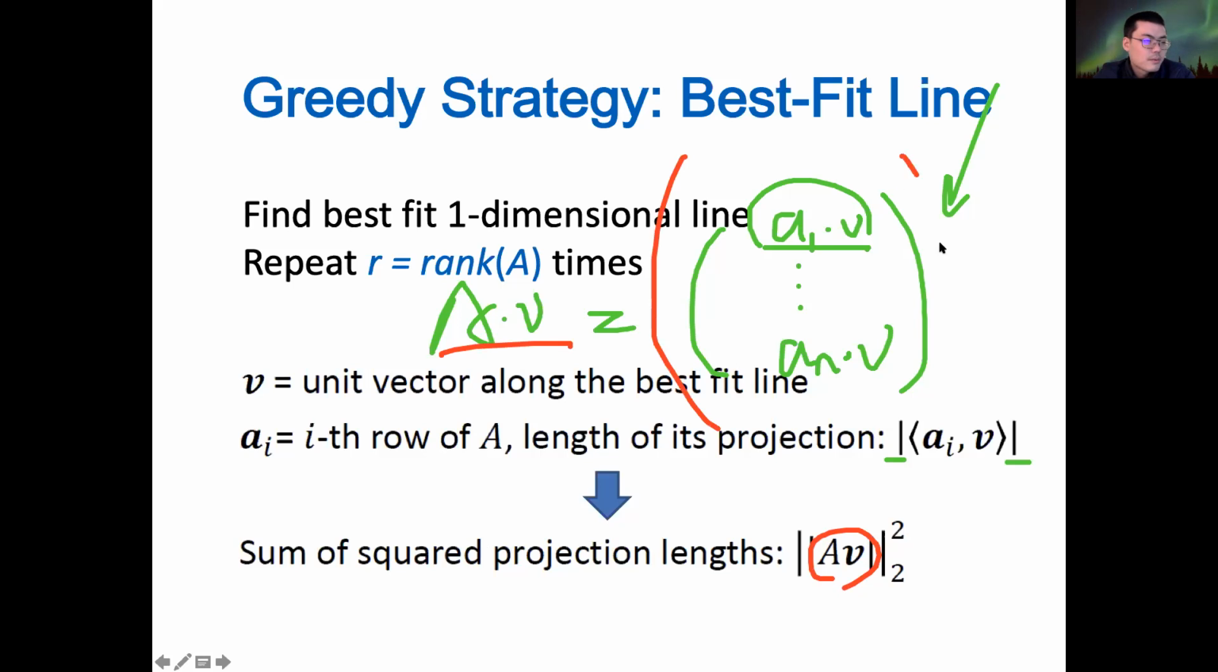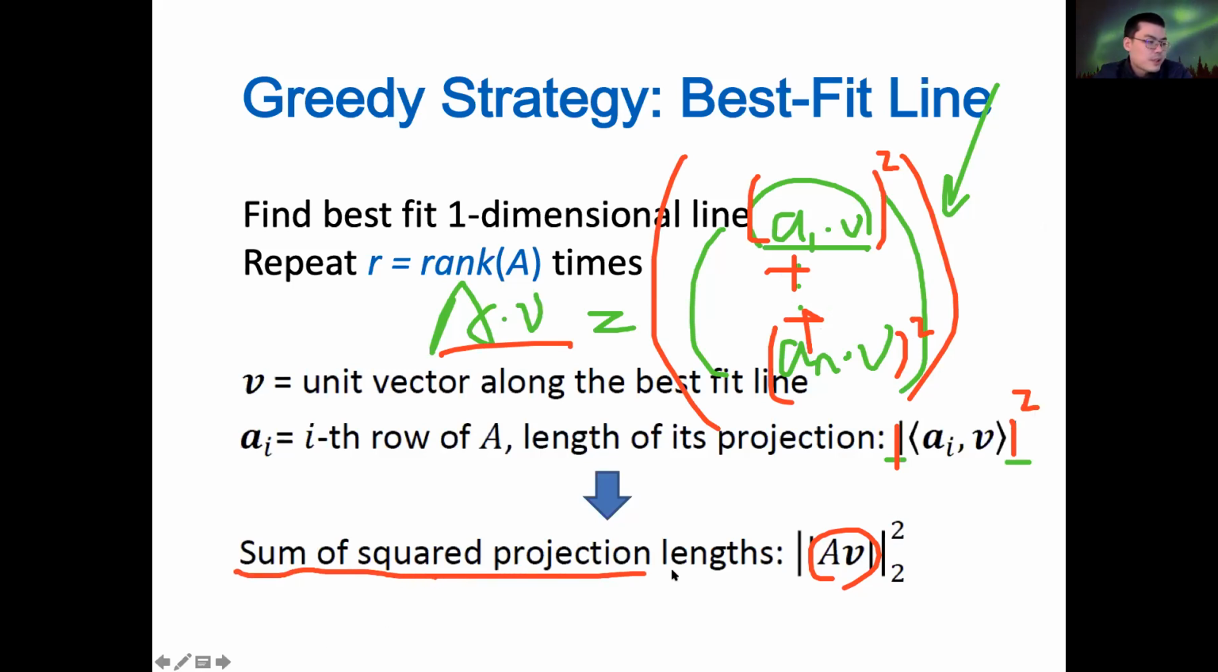Now it's equal to every element squared. So this is this thing squared, plus the second thing squared, plus the third thing squared, all the way to here squared. When you square something, you can think about the absolute value squared also, so it's always positive. So this is physically really the sum of squared projection lengths.